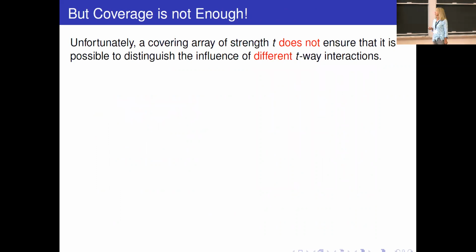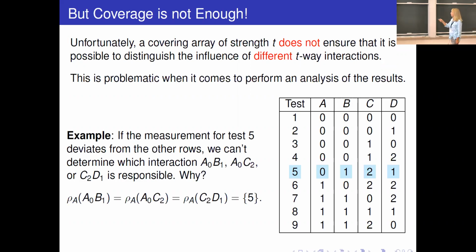However, why is coverage not enough? The reason is it doesn't ensure that we can distinguish the influence of different T-way interactions. And so in particular, in this little example, there are three two-way interactions, A0B1, A0C2, C2D is one. Those all only occur in row five. And so if I was running this set of experiments, so the experiment is made up of nine tests, I make a measurement after running the test with each factor set to the particular level given. If something weird happened in row five, I wouldn't be able to figure out which of those interactions was responsible for this weird measurement I saw.